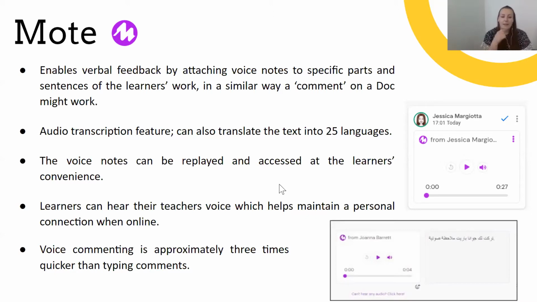Finally, Moat is really efficient from a teacher's perspective. We've said that voice commenting is around 3 times quicker than typing out comments. The teacher who led this trial said that it allowed her to be really, really specific and go into more detail than she usually would in a lot less time. So that's obviously a win-win.